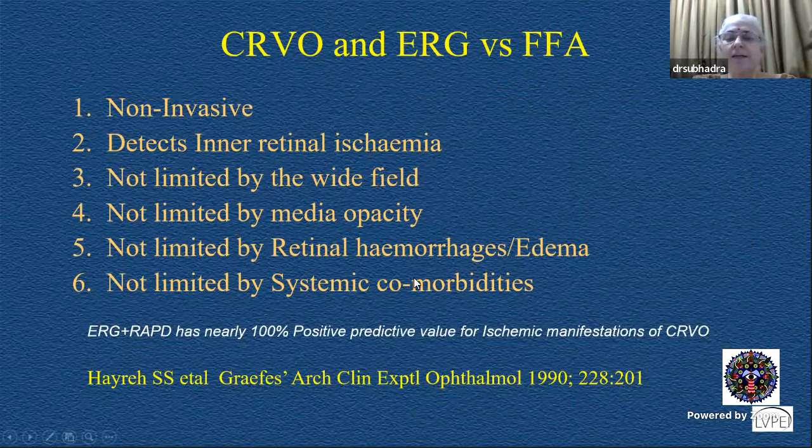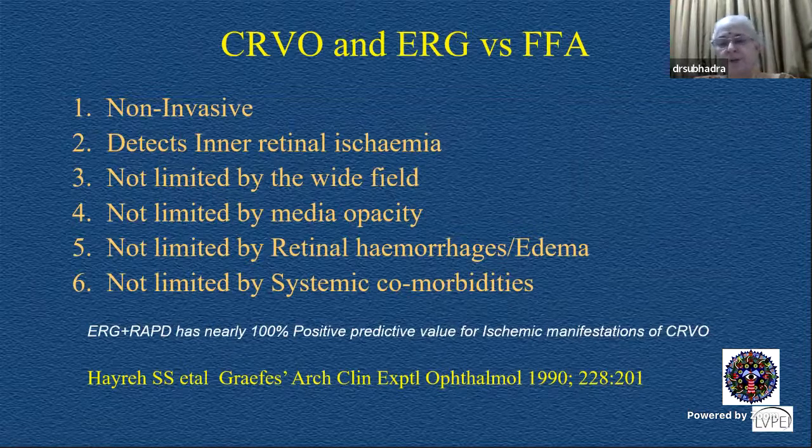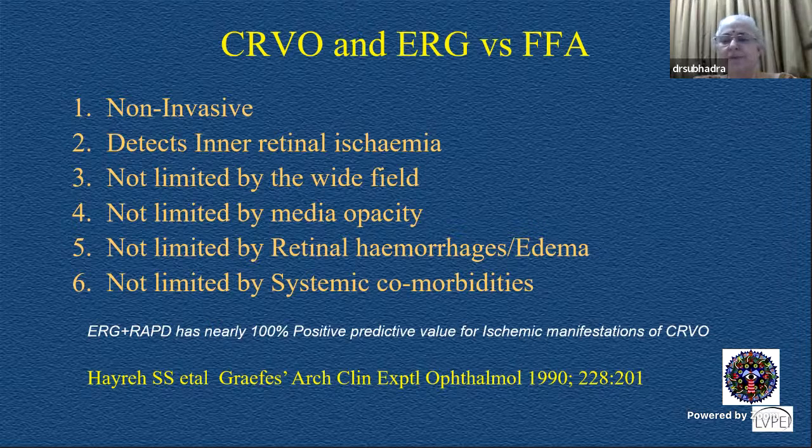So as far as retinal vein occlusion is concerned, I think that is one area where for every central retinal vein occlusion, I like to do electrophysiology. The reason for this is that it is non-invasive. It detects inner retinal ischemia, which is not detected by FFA and very limited by OCT angiography. It doesn't have a limitation of the field of view. You can know about the retina right up to the periphery. It is not limited by media opacity, which many of these patients could have, like cataract or hemorrhages or PCO. And it is not affected by the retinal hemorrhages and edema, which would camouflage the underlying capillary non-perfusion. And of course, it can be done in patients who have systemic comorbidities.